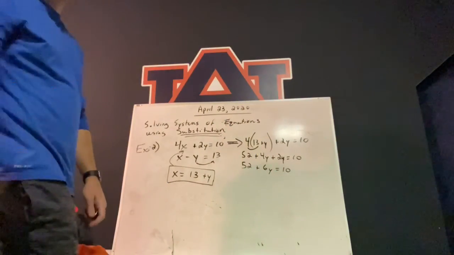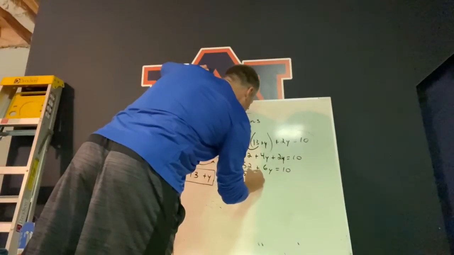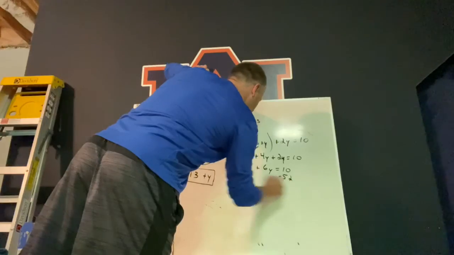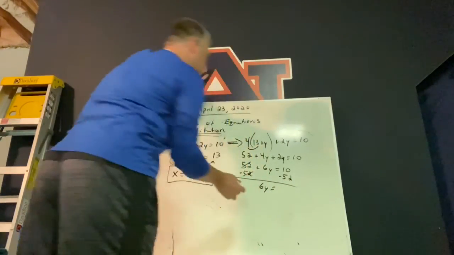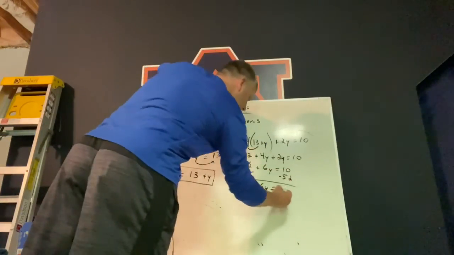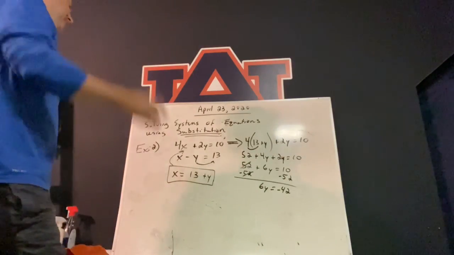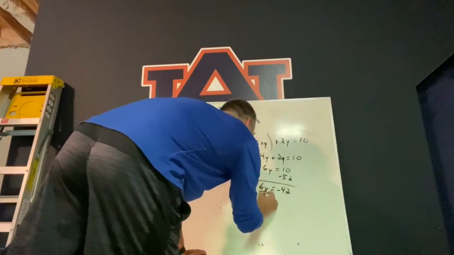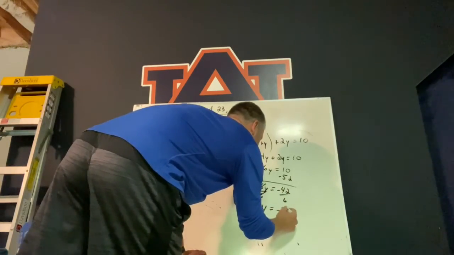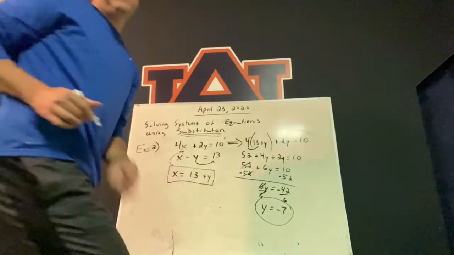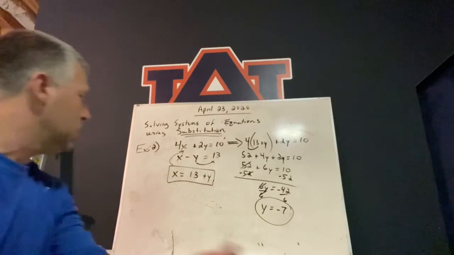Subtract 52 from both sides. So that's 6y is equal to negative 42. What do we do now? Again, divide both sides by 6. So we get y is equal to negative 7. So I've found that now: y is equal to negative 7.